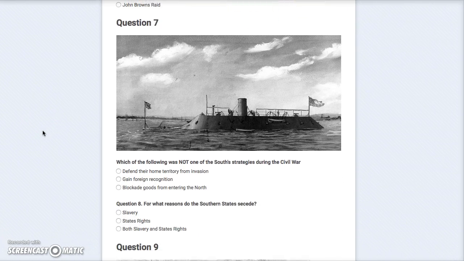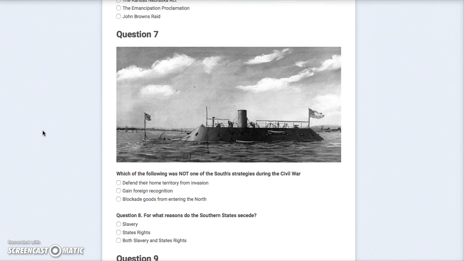Question 7. The picture is of an ironclad, an early armored battleship. Which of the following was not one of the South's strategies during the Civil War? Defend their home territory from invasion, gain foreign recognition, blockade goods from entering the North.